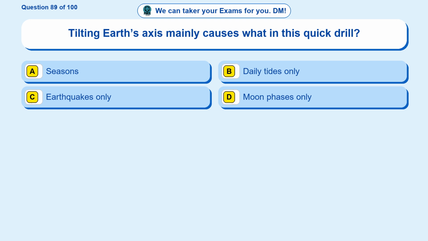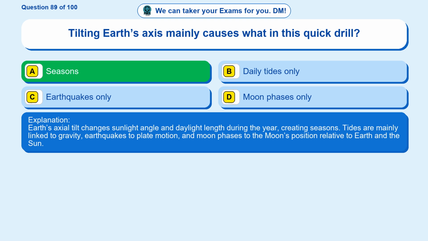Question 89. Tilting Earth's axis mainly causes what in this quick drill? Option A, seasons. Option B, daily tides only. Option C, earthquakes only. Option D, moon phases only. The correct answer is option A. Seasons. Earth's axial tilt changes sunlight angle and daylight length during the year, creating seasons. Tides are mainly linked to gravity, earthquakes to plate motion, and moon phases to the moon's position relative to Earth and the Sun.